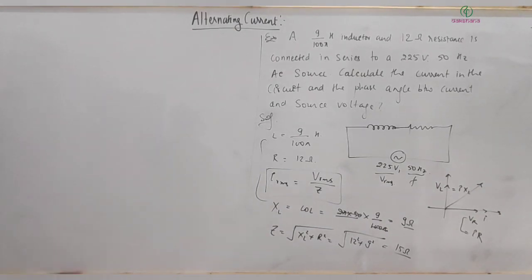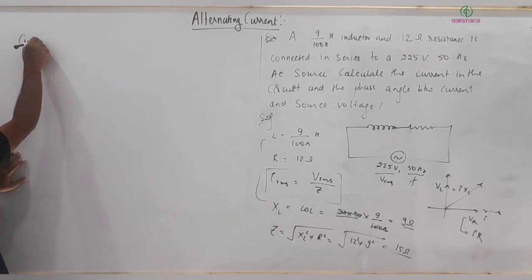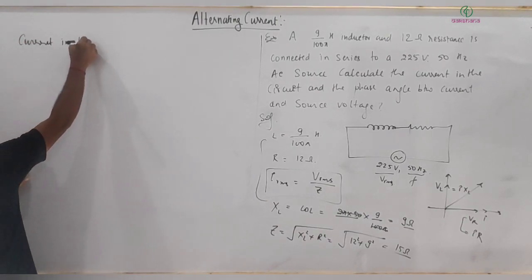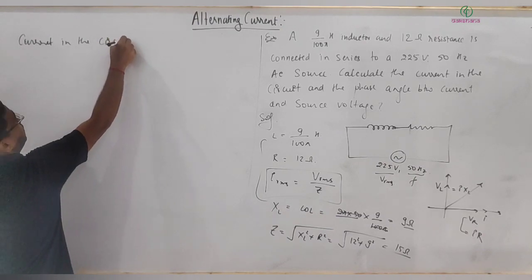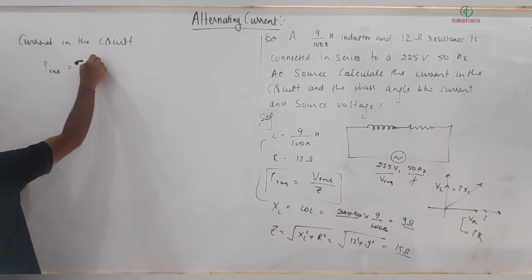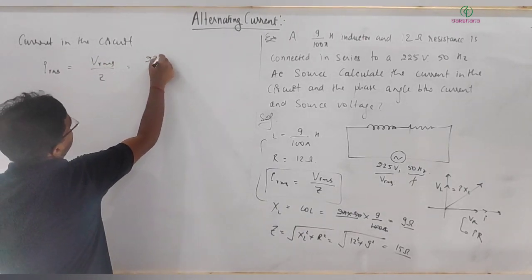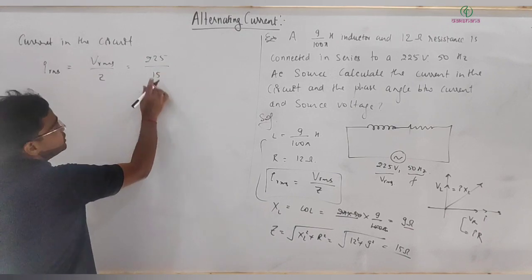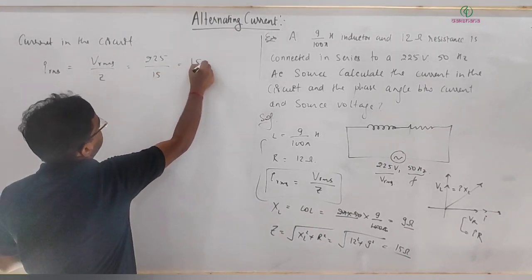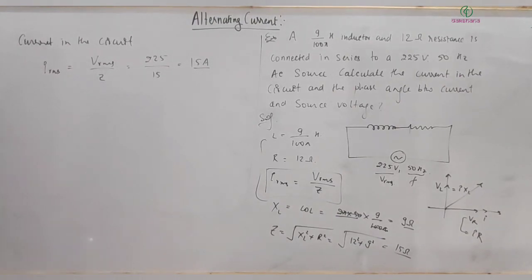Next is the current in the circuit, that also we get. So the current in the circuit, I hope you can understand. Irms is given by Vrms divided by Z, and Vrms we have 225 divided by 15, so that will be equal to 15 ampere. This is the current in the circuit.